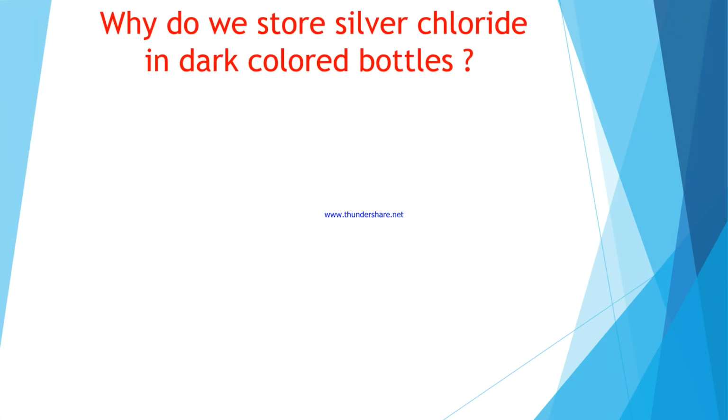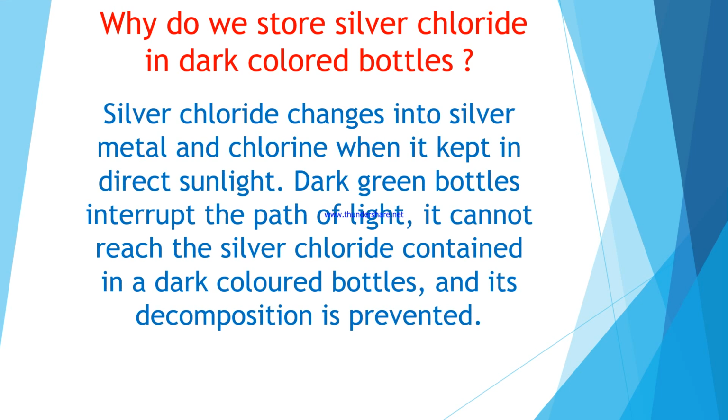Why do we store silver chloride in dark colored bottles? As we know, silver chloride undergoes photochemical decomposition in presence of direct sunlight. Hence it should be preserved in dark green bottles, because dark bottles interrupt the path of the light. Hence it should be stored in dark colored bottles.